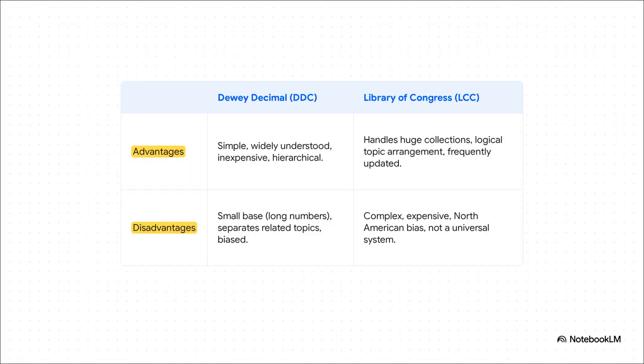So look, neither system is perfect. They each come with some pretty clear trade-offs. Dewey's simplicity is its greatest strength, but that rigid structure can sometimes separate related topics and, like we said, lead to crazy long numbers. LCC is a powerhouse. It's flexible enough for the biggest collections in the world, but it's also a lot more complex and honestly less intuitive if you're just casually browsing the shelves.